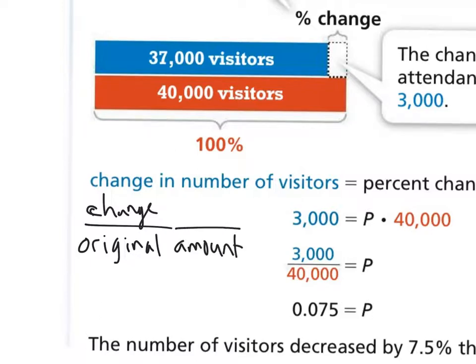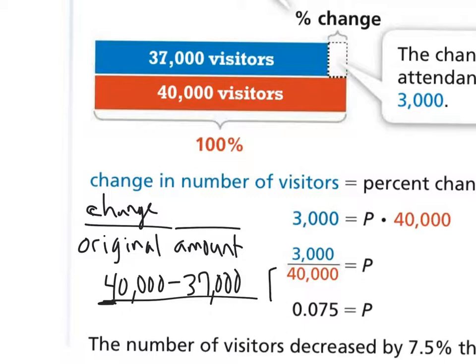So if we think about it, it was 40,000, now it's 37,000. When I find the change, I usually just take the bigger number minus the smaller number, because then we can think about whether it was an increase or decrease. I'm not going to worry about putting it in a certain order. So that's a difference of 3,000 compared to the 40,000 it was originally.